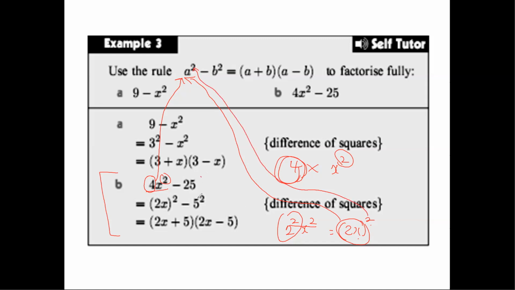And of course, the square matches up with the square on top there, right? Similarly, we can take this 25 and write it as 5 squared. So the 5 matches up with the b, and the square matches up with the b squared, the square on top there. And now we can apply the rule here. So this is like a, and 5 is like the b. So it's a plus b times a minus b: 2x plus 5, 2x minus 5.